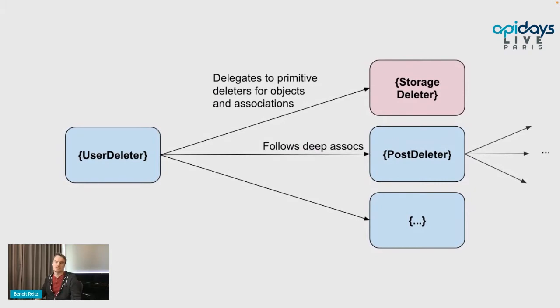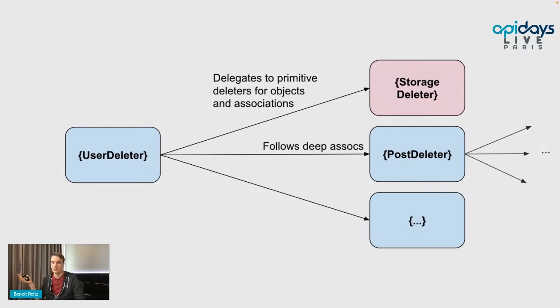And then we use all of those annotations to generate code. There is the user deleter and the post deleter in those examples, which are completely generated. And what those deleters do is they mostly delegate work to other parts of the infrastructure. And in this case, they would end up delegating the work to what we call primitive deleters.